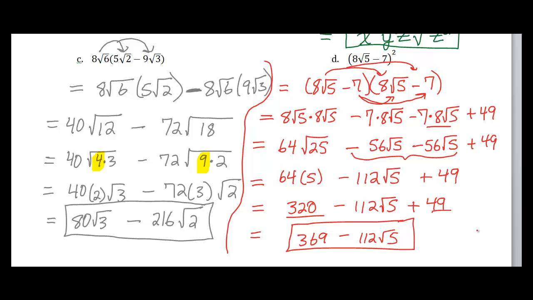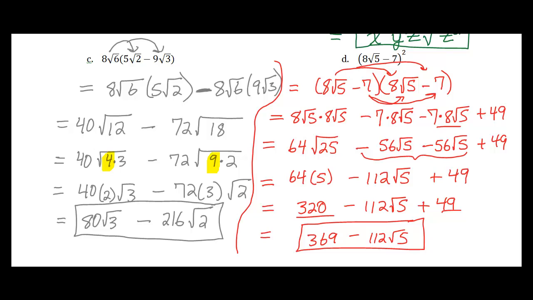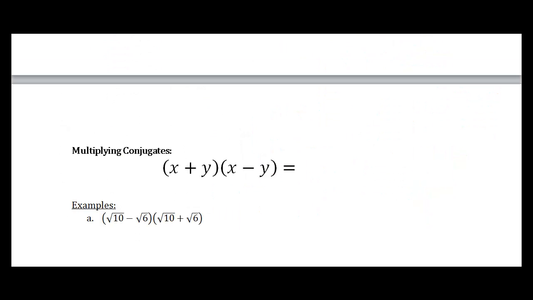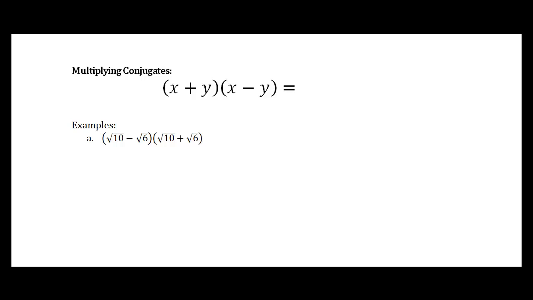Okay, so that's multiplying. We're going to look at one other type of multiplication by something special called a conjugate. So, multiplying conjugates. Two things are conjugates if they can be written in this form right here: x plus y times x minus y. So for instance, I may have something like 2 plus square root of 3 and 2 minus square root of 3. Those two things are called conjugates.